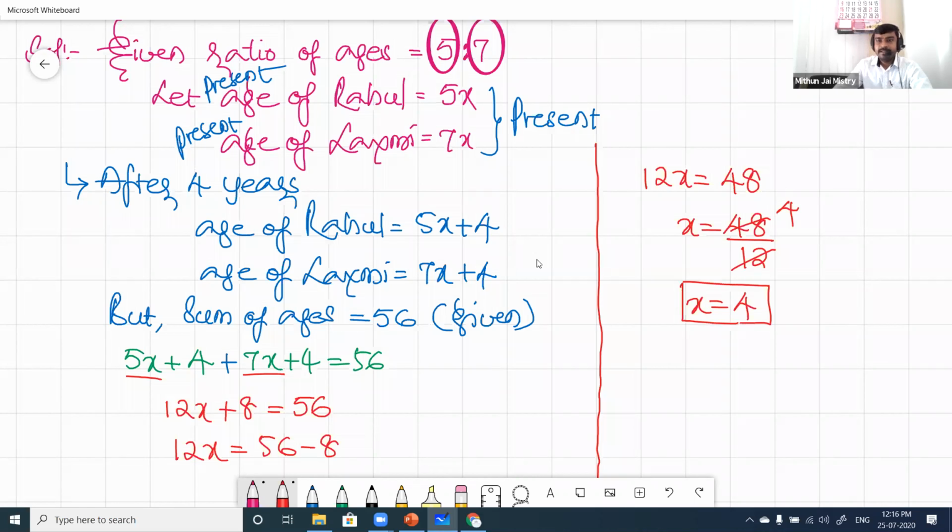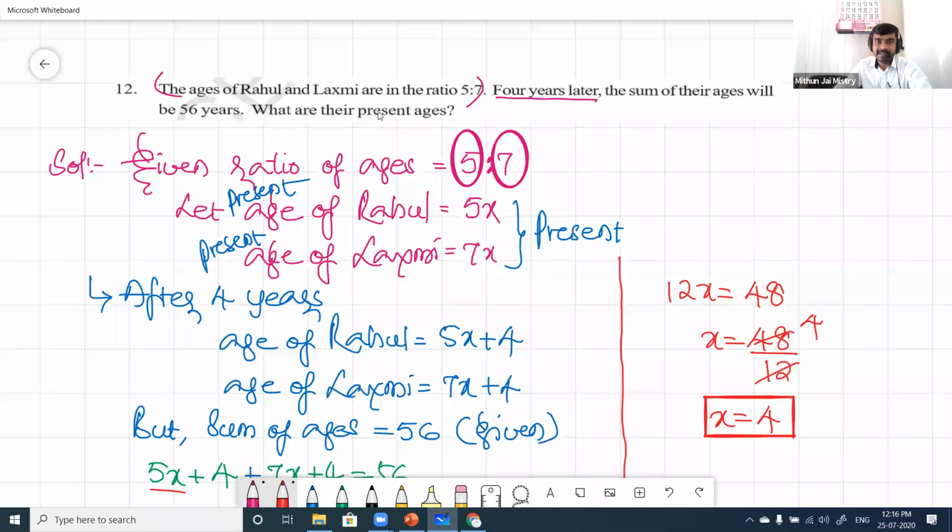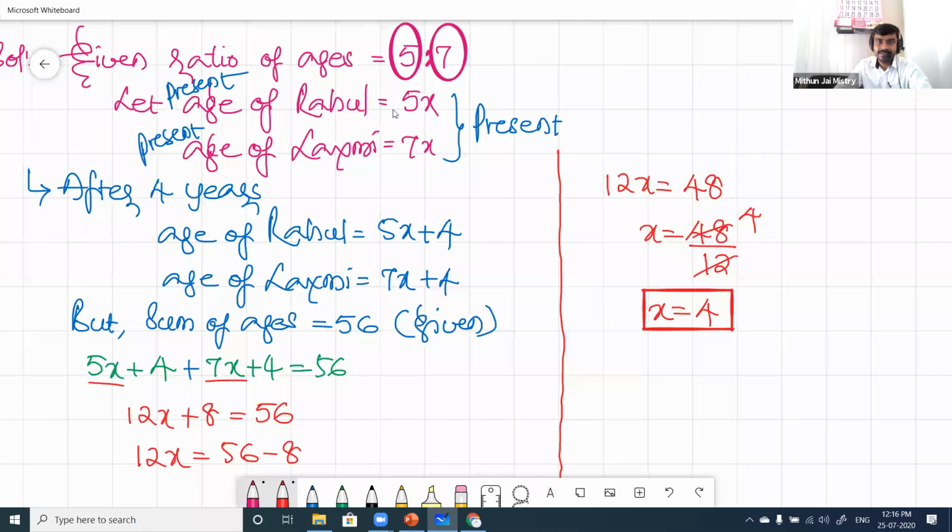We should be happy. Now, did we complete our job? No, not yet. Because the question is, what are their present ages? So our conclusion should be like this. What is the present age of Rahul, present age of Lakshmi? So at last here I can write that. Therefore, present age of Rahul is equal to what it was, 5x. We took it as 5x. And now we got the value of x also.